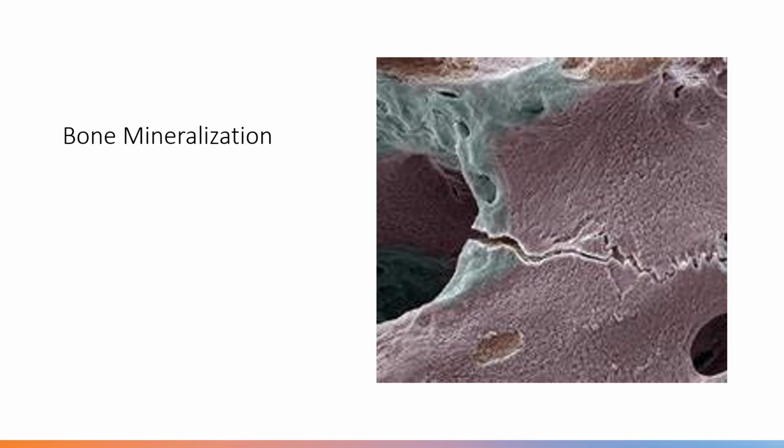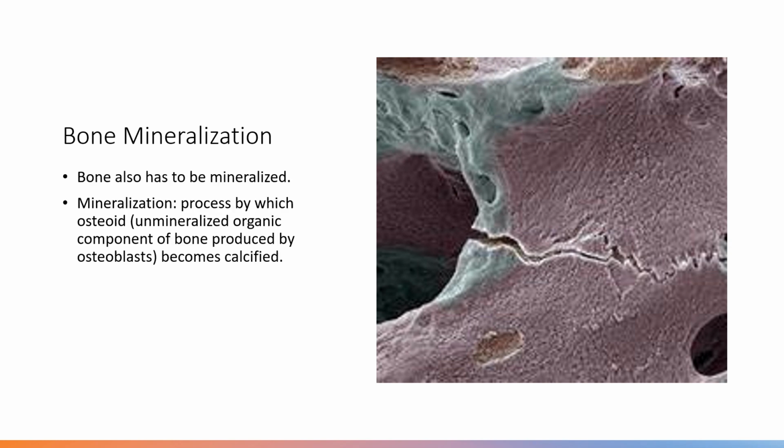After osteoblasts have put down new bone, it needs to be mineralized. Mineralization is a process by which osteoid, which is the unmineralized organic component of bone that's produced by osteoblasts, becomes calcified. This process depends on adequate levels of calcium, phosphorus, and vitamin D. And again, it's very important to deposit calcium in the osteoid because that's what gives bone its strength.